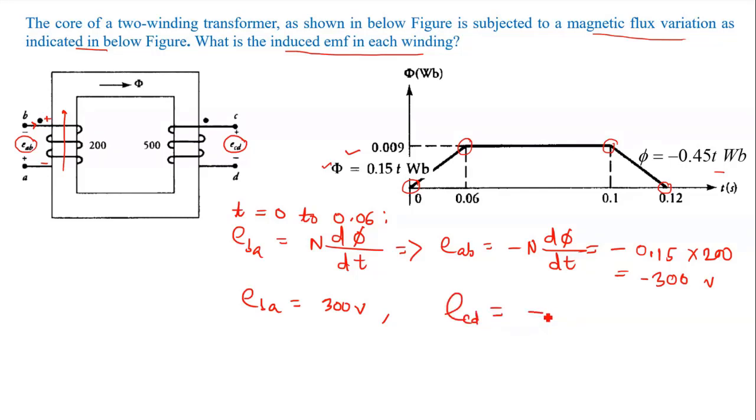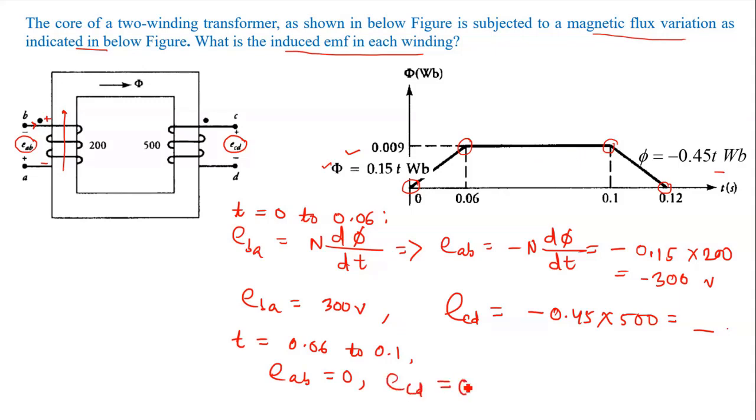It will be minus 0.45 into 500. So whatever it will come, you can write it. Similarly, from t equal to 0.06 to 0.1, your EAB will be equal to 0. It is constant. The flux linkage is constant. And ECD will also become 0.